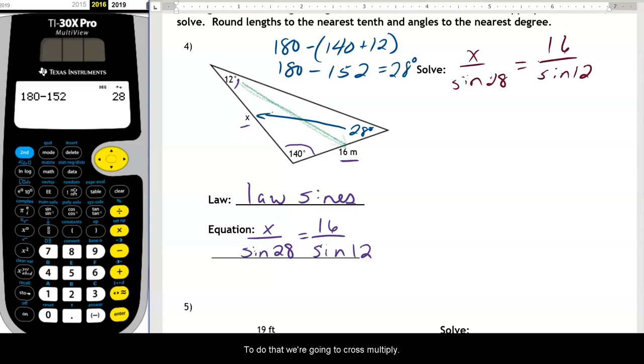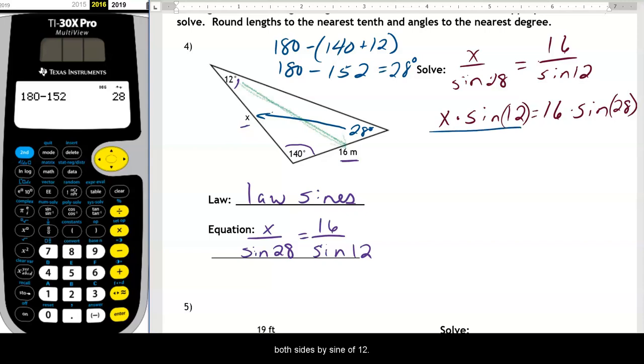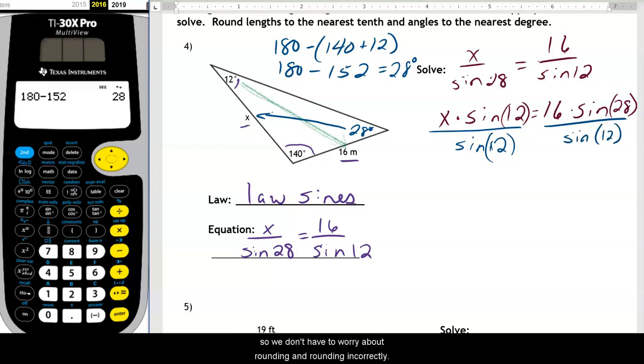To do that, we're going to cross multiply. When I cross multiply, I will have x times sine 12 equals 16 times sine 28. To get our x by itself, divide both sides by sine of 12. Remember, we're not going to put any of this into our calculator until we have x by itself, so we don't have to worry about rounding and rounding incorrectly.